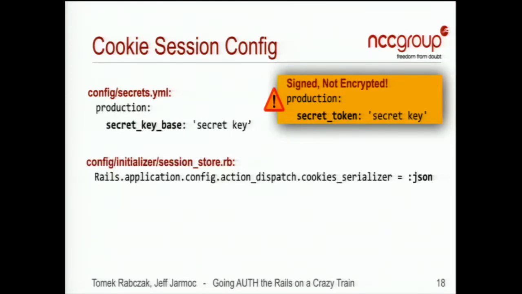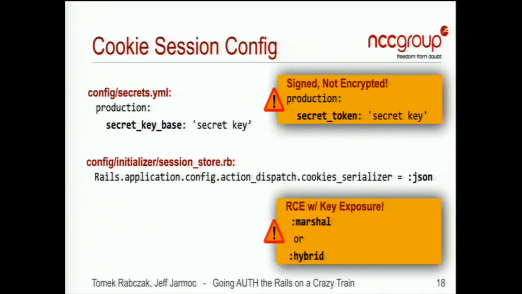The next point to talk about is how that serialization process works. In the config initializer session store, the cookie serializer parameter defines how sessions are serialized. In versions of Rails 4.1 and greater, it defaults to using JSON for serialization. Less than 4.1, you're going to get Marshal sessions. And anybody who follows Rails security is going to remember the deserialization vulnerabilities in 2013, with YAML over XML and JSON. That was due to Marshal deserialization.